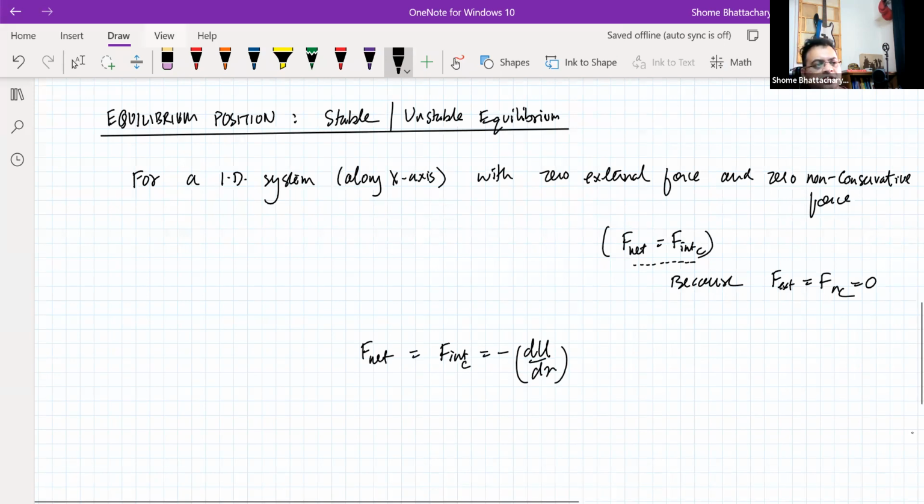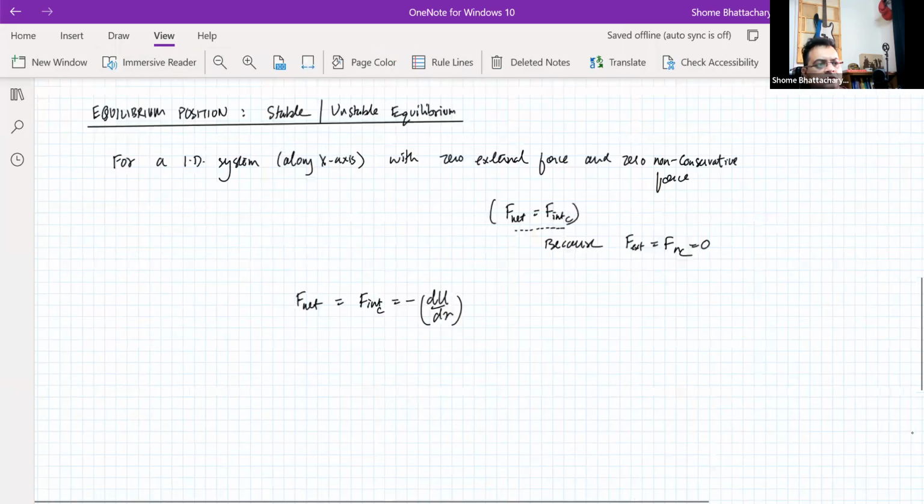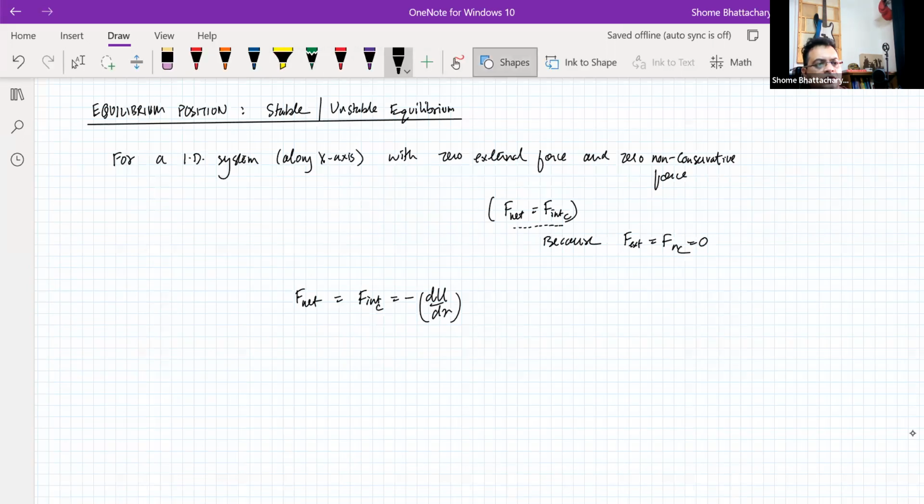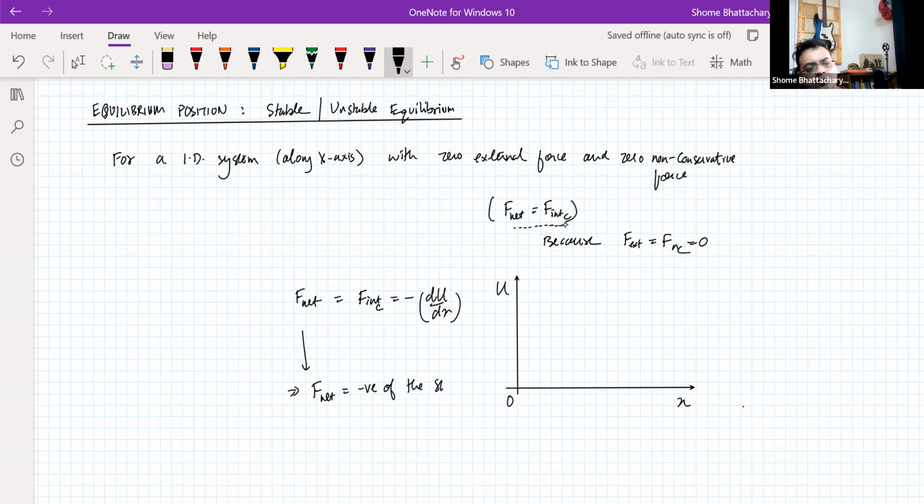So if we are to visualize, suppose you're looking at the graph of potential energy versus position, then from this graph, what information can we get about the internal conservative force? It is the negative of the slope. So the net force acting on a body is the negative of the slope of the U versus x graph.